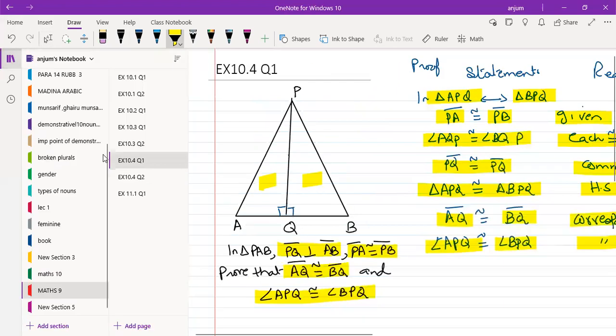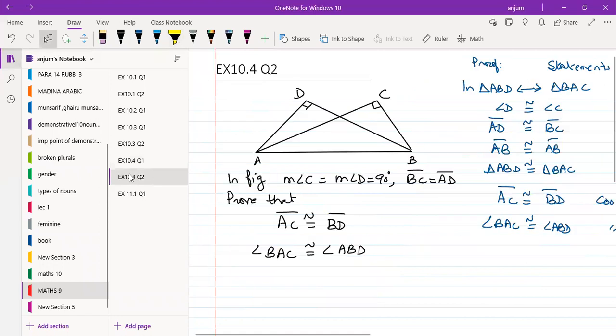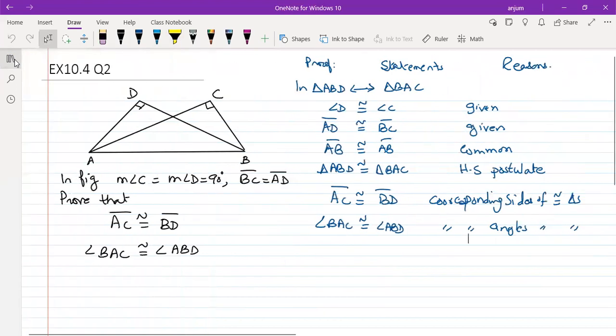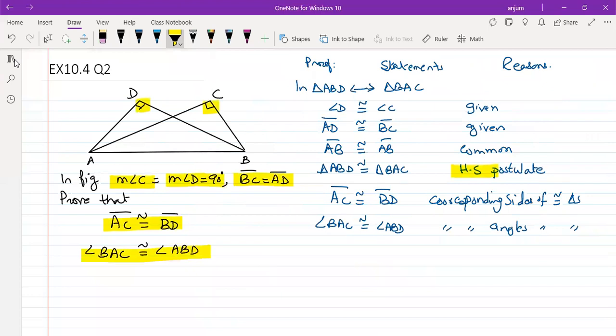And now we move to the next question, which is 10.2, question number 2. Again, we are given a diagram, and here you can see the 90-degree sign. So these are right angle triangles. So again, we will prove it by the hypotenuse side postulate. In this figure, angle C is congruent to angle D, and both are 90 degrees. And BC and AD are congruent sides. And we have to prove that AC and BD are congruent sides, and BAC and ABD are congruent angles.